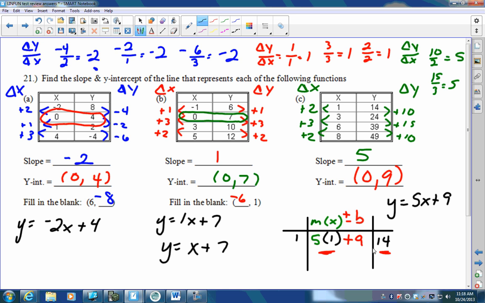And after you found that, you should have pressed second graph and gone to look in here to make sure that these points are on your table in your calculator.